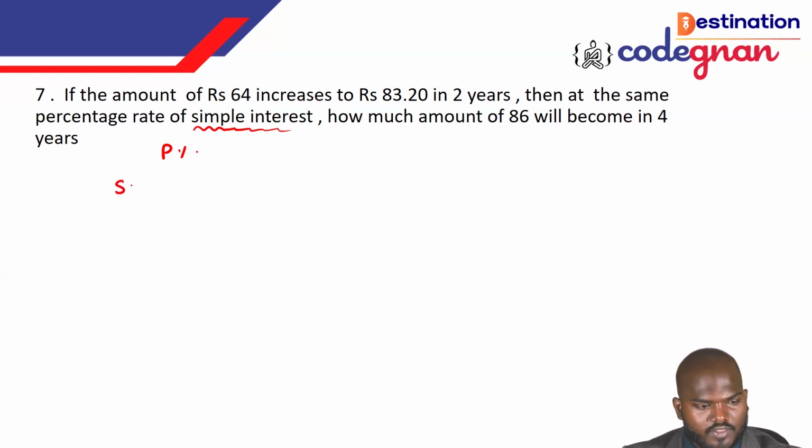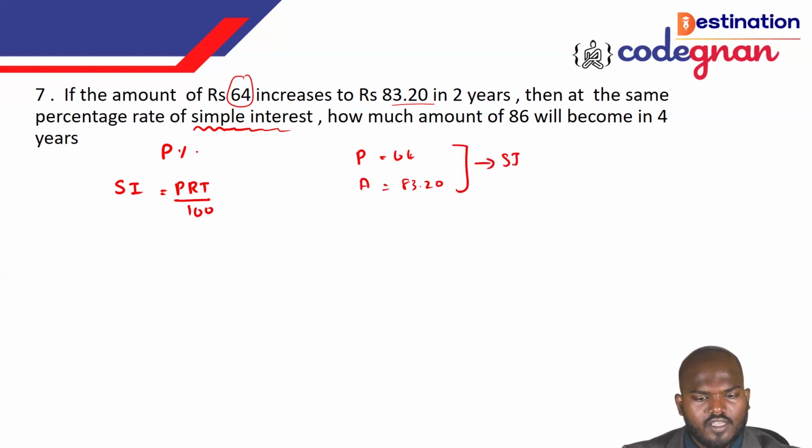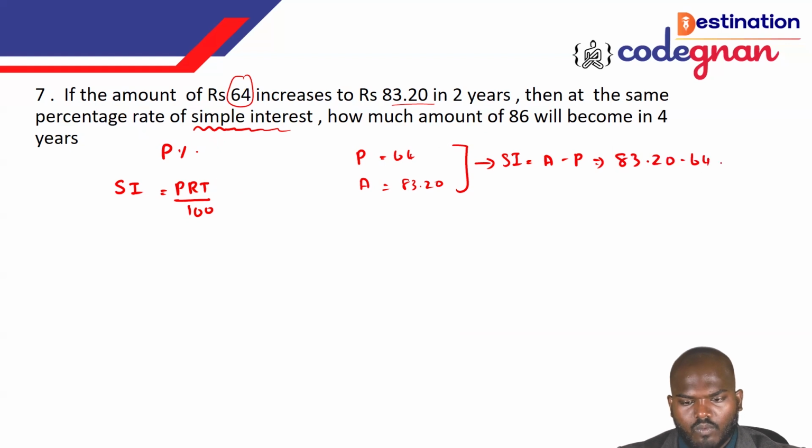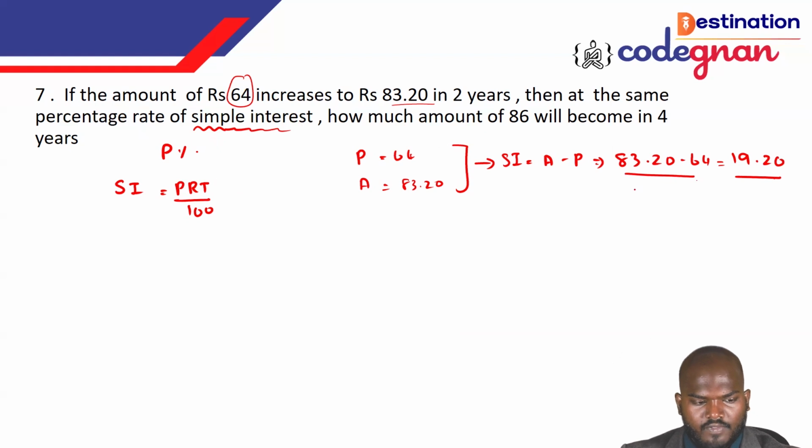Then you just want to use the formula SI is equal to PRT by 100. Before applying this, you see this is called investment, that is principal. This is called amount. So principal is equal to 64 and amount is equal to 83.20. To find the SI, SI is equal to A minus P, 83.20 minus 64, which gives the value 19.20. So the value of SI is 19.20.